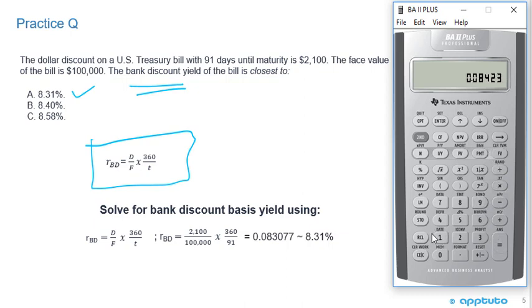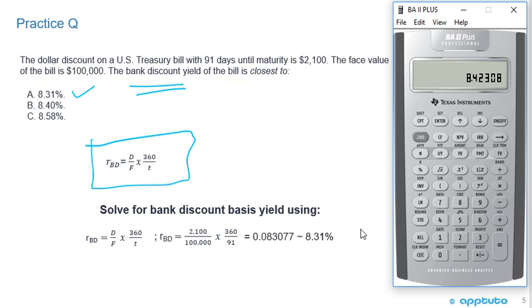And if we multiply that by 100, we'd get the wrong answer, 8.42. We might be selecting that it's B. So in this case, you can see the answers, if you make a small mistake or can't remember the formula perfectly, guaranteed you're going to get the wrong answer. So just be careful. Discount over face times 360 over t, and it's an easy calculation.